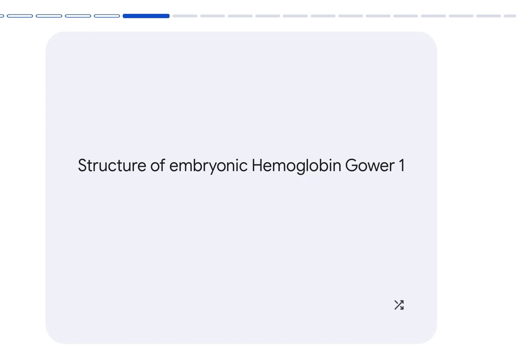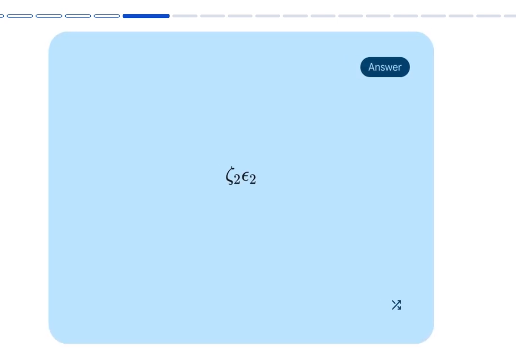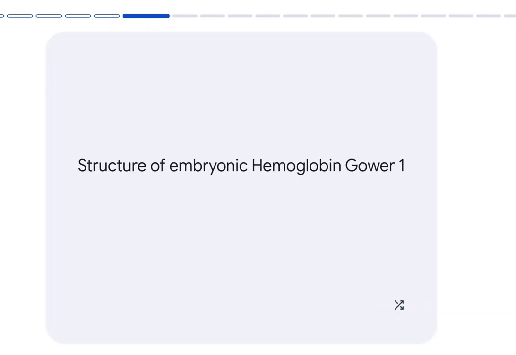Structure of embryonic hemoglobin Gower 1: it is zeta 2 and epsilon 2.